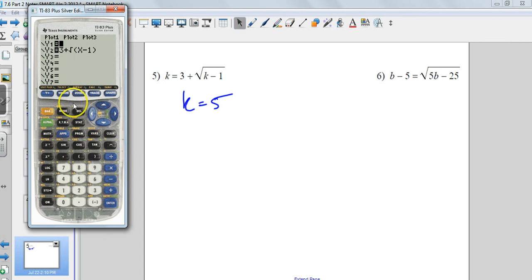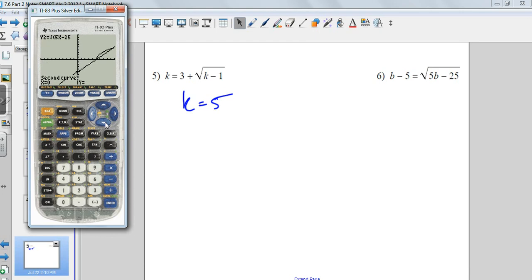So go to y equals, type in this time x minus 5 into the left-hand side, or for y1, and then let me clear that out. We have the square root of 5b, so for us it's 5x minus 25, and then when I graph it, I don't know how easy it is for you to see that there are 2 intersection points. If you need a better window, go ahead and find one. So I'm going to find the bottom intersection point first.